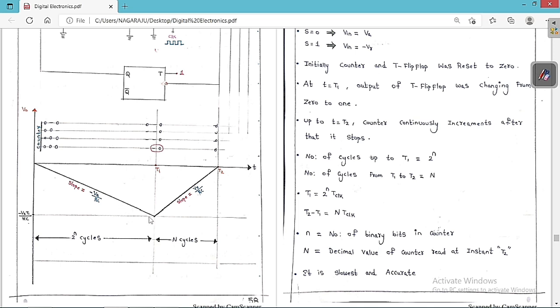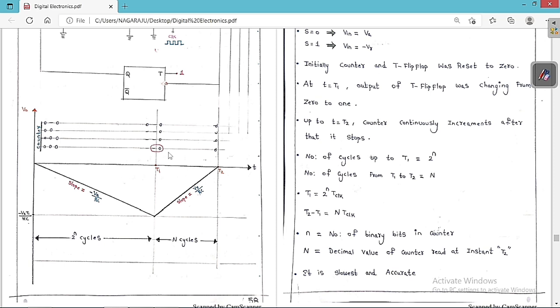As it increases, you can see clearly the count is also incrementing. Finally it is going to reach a value of 1111. Whenever it goes from 1 to 0, again in a loop fashion, 0000, there is a negative triggering. So now the switch changes from 0 to 1, meaning it moves to minus VR. When minus VR is the input, what is the output expression? It is VR by RC into T.